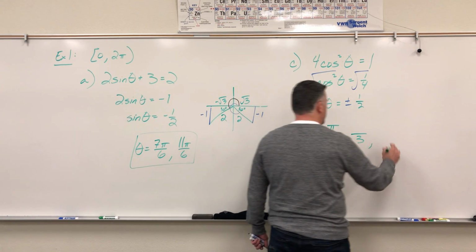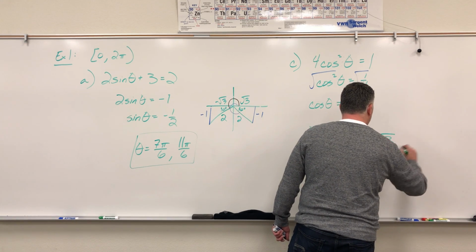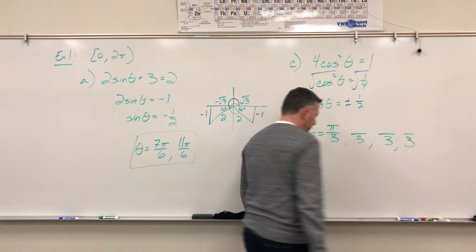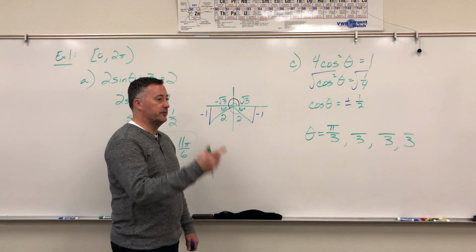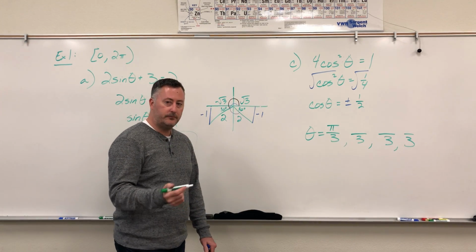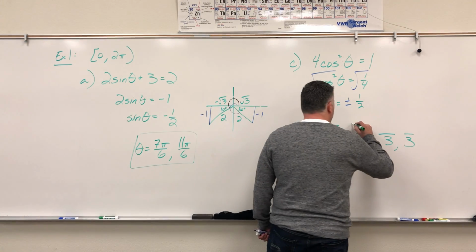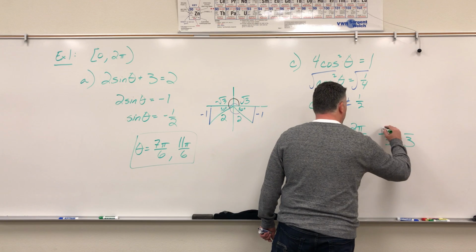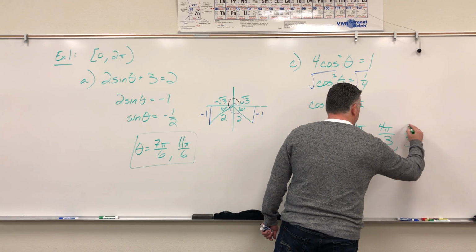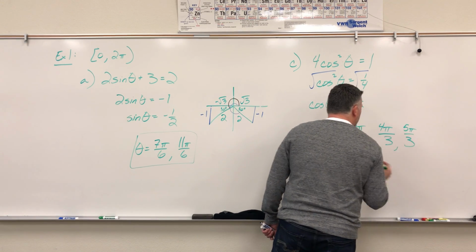So that's the one in quadrant 2, quadrant 3, and quadrant 4. If you're really good with your unit circle, and you know the other angles that match up to that, just fill them in. So 2 pi over 3, 4 pi over 3, and 5 pi over 3.